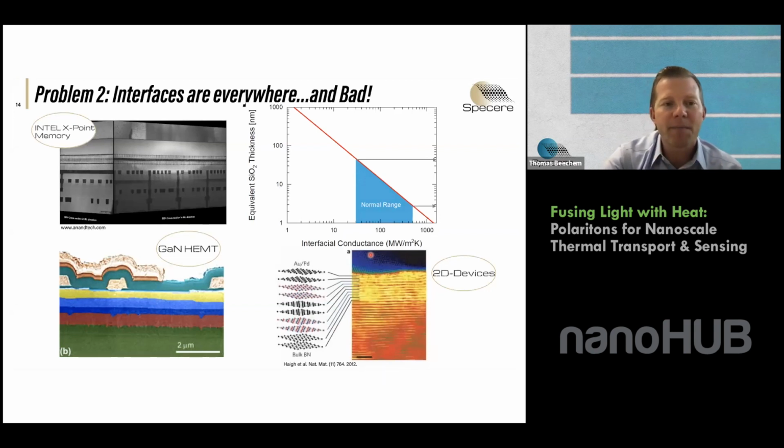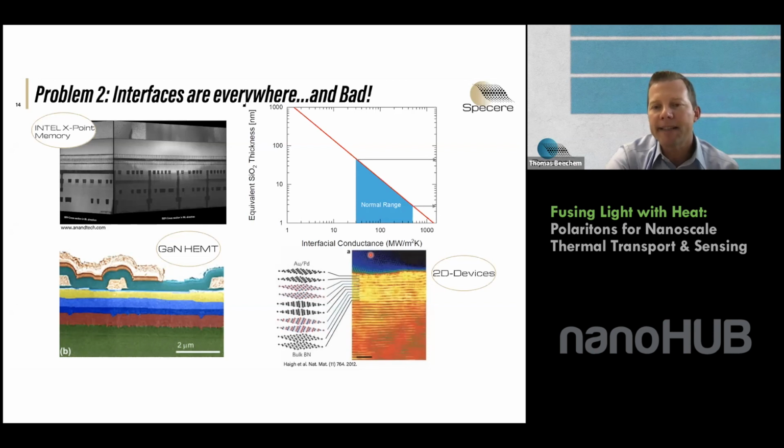Intel's memory that I'm showing here in cross section, you can see all the horizontal lines are interfaces. A gallium nitride HEMT, the false color SEM at the bottom left, those are all interfaces. And notice the length scales of the different layers. And then in the ultimate limit, if we think about 2D materials, we have interfaces everywhere. And from a thermal perspective, they're bad.